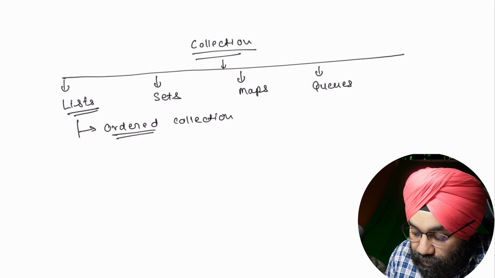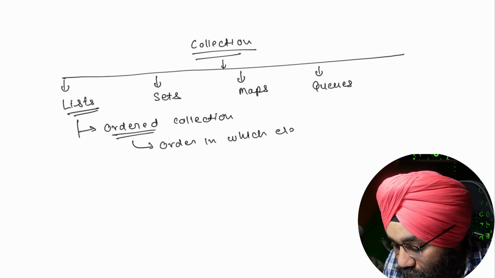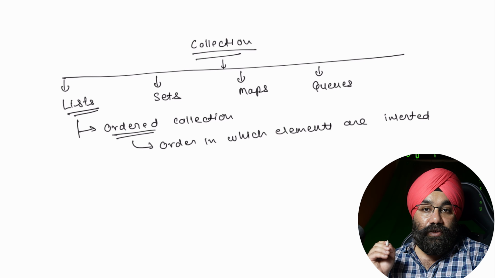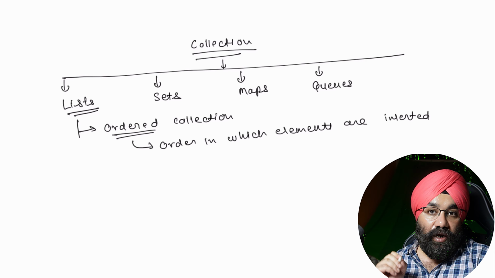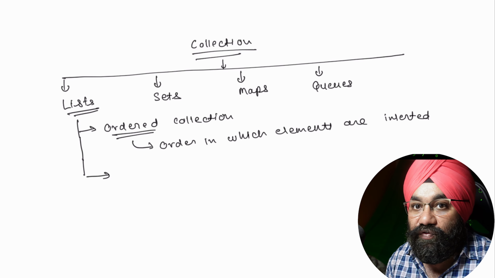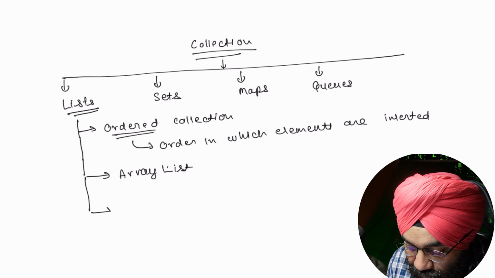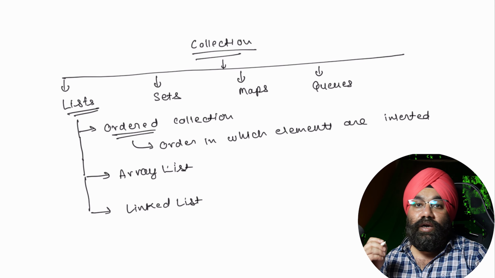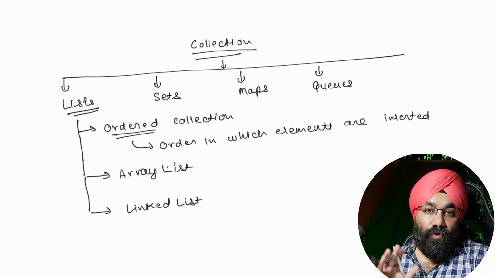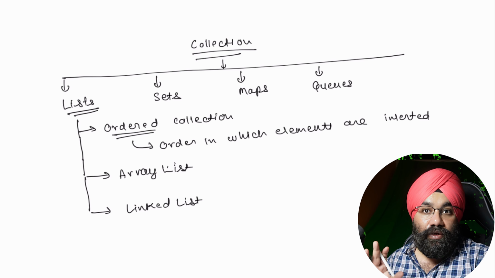So what is this order? This is the order in which elements are inserted. So the insertion order is preserved in this special type of collection. In this course, we will learn about two different types of lists: array list and linked list. There are other types of lists as well, such as vectors, but for the scope of this course, we'll learn about two basic and elementary types of list, which are array list and linked list.